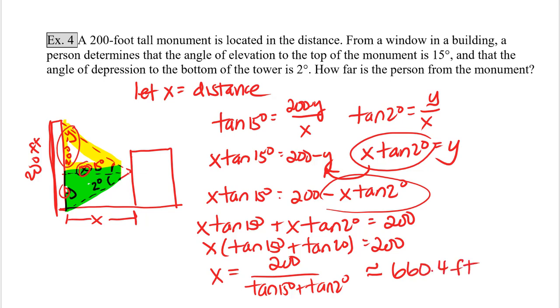And if I put this into my calculator, I get that x is approximately equal to 660.4 feet. Now since I defined x as the distance, then that means that the distance that the person is from the monument is 660.4 feet.